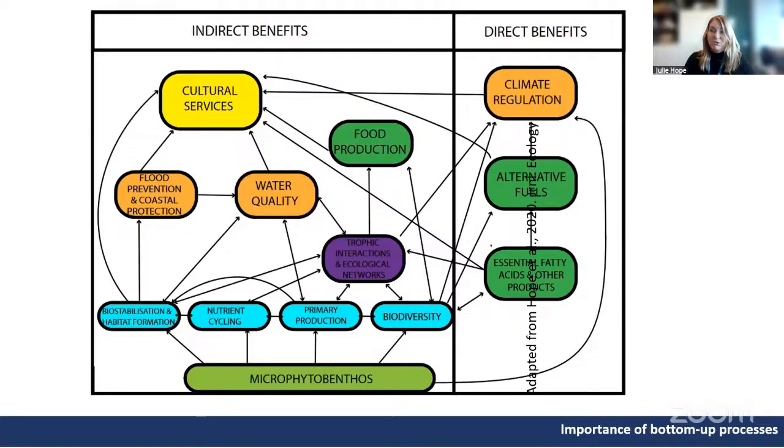So those microphytobenthic, the microscopic primary producers that I was talking about, are really important, and they underpin a variety of different processes in our coastal systems. They underpin coastal food webs, not just the benthic food webs, but pelagic. They promote biodiversity in coastal sediments, and they play an important role in nutrient cycling and obviously that primary productivity. But they also play an important role, as you can see in that bottom left-hand side, in this biostabilization and habitat formation.